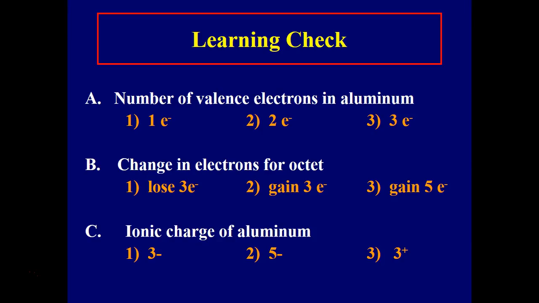So take a look at these 3 questions. First, the number of valence electrons in aluminum, would that be 1, 2, or 3? What would the change in electrons be to meet the octet rule for aluminum? Would it be losing 3 electrons, gaining 3 electrons, or gaining 5 electrons? And then what would the ionic charge of aluminum be once it has gained or lost? Would it be -3, -5, or +3?